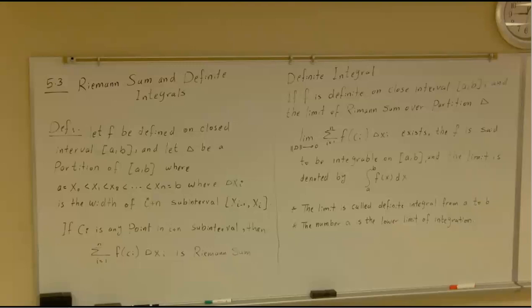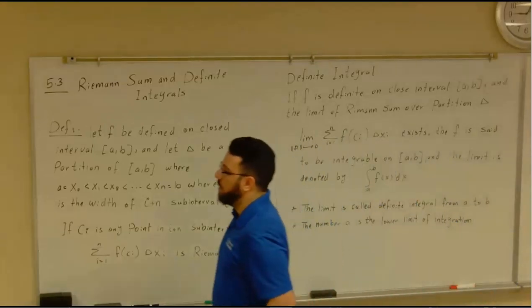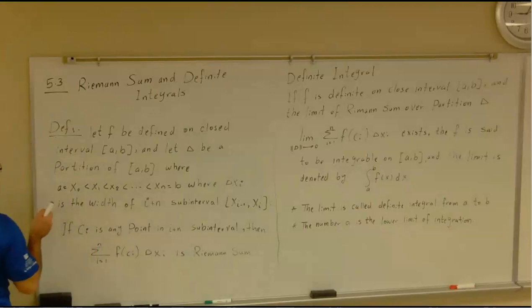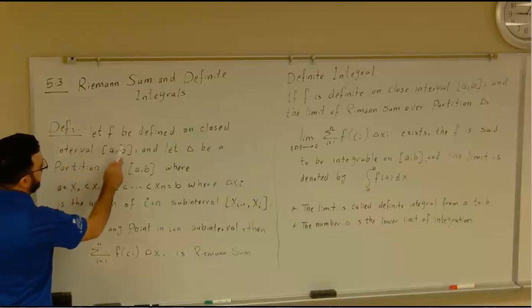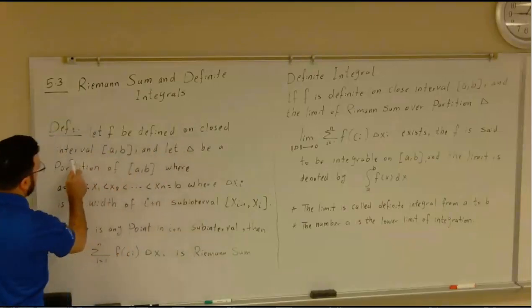So section 5.3 means sum and the finite integral. First of all, let's check what's the Riemann sum. We already did that last section. Let f be defined on a closed interval AB.